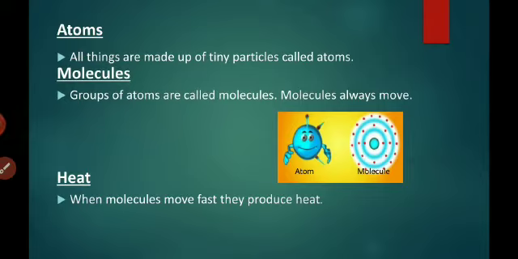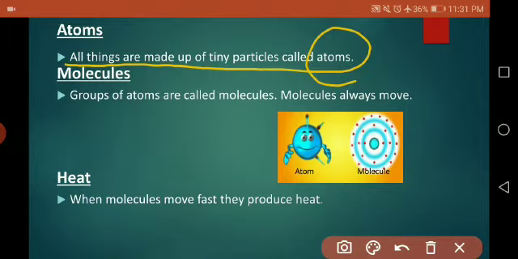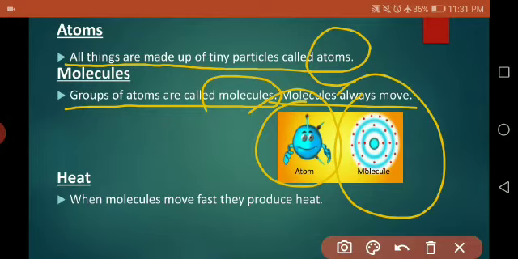What are atoms? All things are made up of tiny particles called atoms. Atoms are so small that they cannot be further divided. If we make a group of atoms, it becomes a molecule. So we can say a group of atoms is called a molecule. Molecules always move. In this diagram here we have an atom. And there are many atoms. We can say the group of atoms makes molecules.